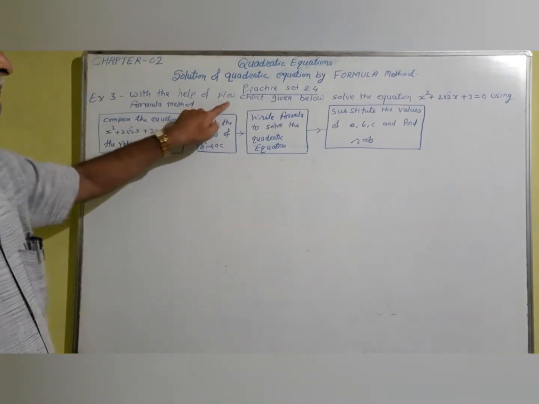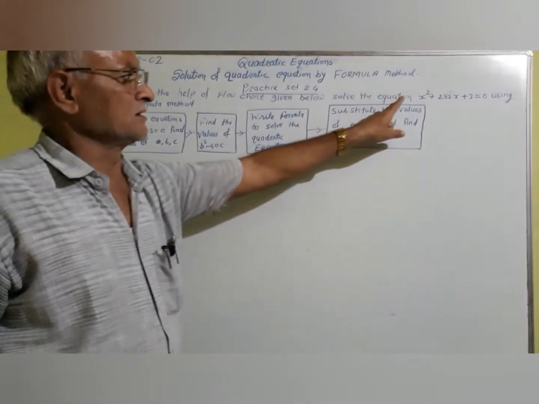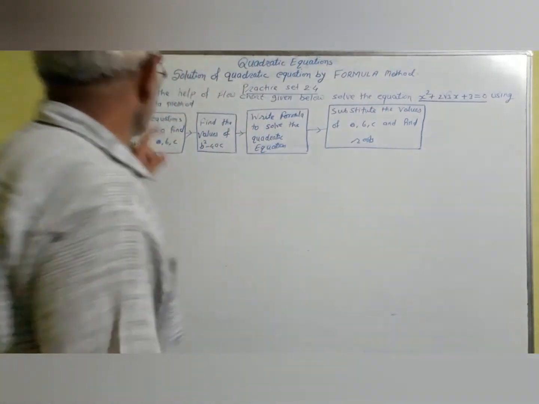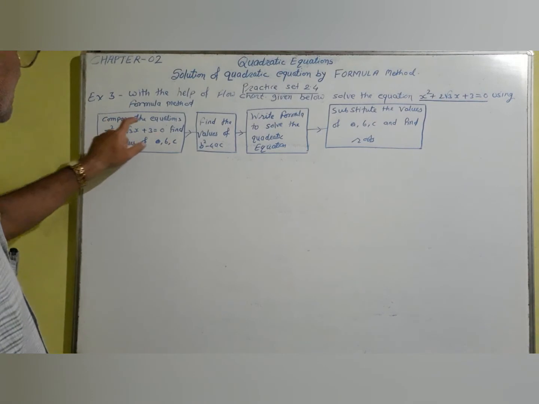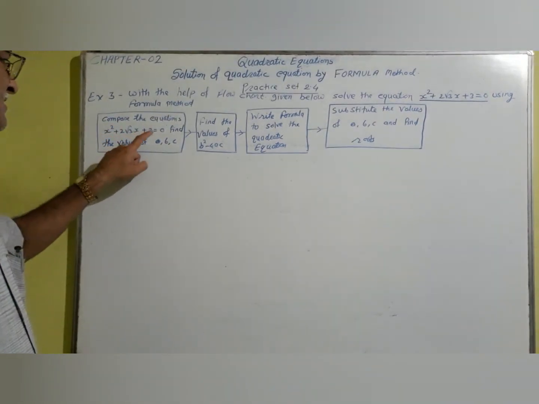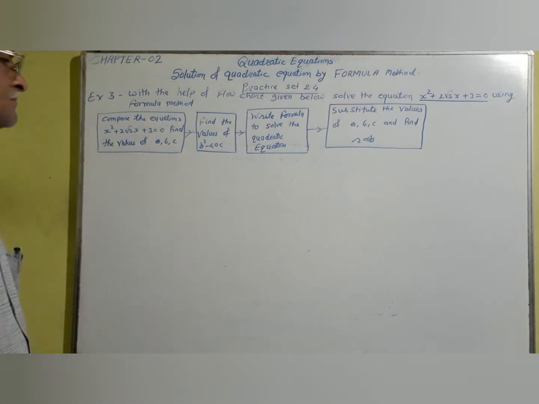Example number 3. Write with the help of the flow chart given below. This is the flow chart. You have to solve the equation x square plus 2 square root 3x plus 3 is equal to 0 using the formula method. What is given in the flow chart? Compare the equation with the standard form and find the values of a, b, c.